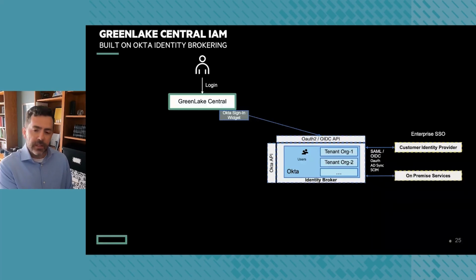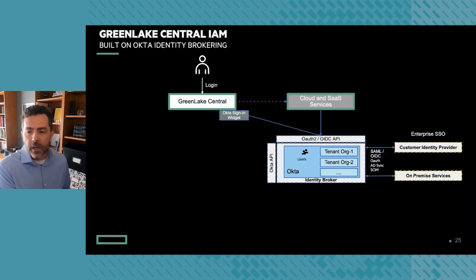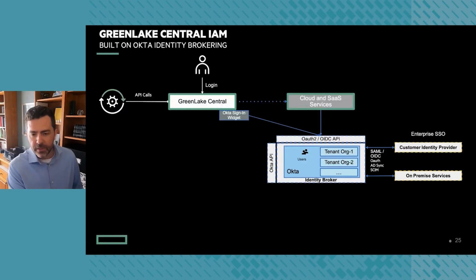Next, once signed in, Okta provides per tenant federations to the customer's on-premise services managed by HPE GreenLake. Since HPE GreenLake is composed of a variety of cloud and SaaS services as well, Okta provides identity brokering to those services. The UI isn't the only access point for users. HPE GreenLake Central has many APIs, which are all accessed via secure JWT access tokens provided by Okta.